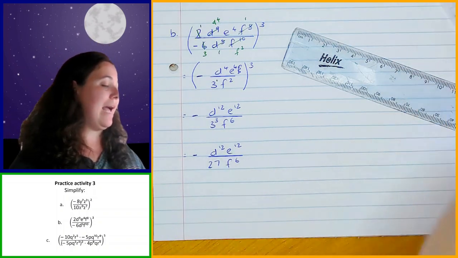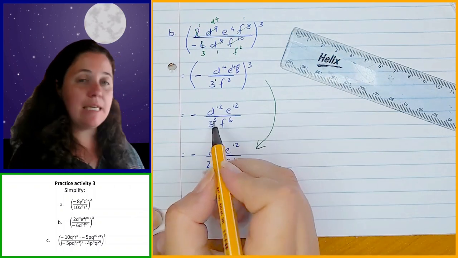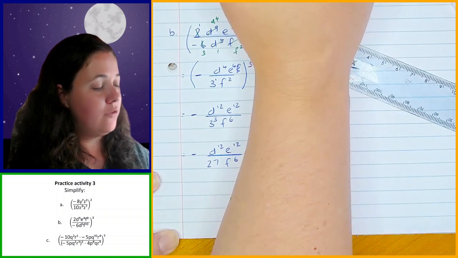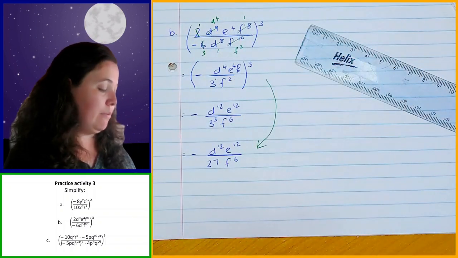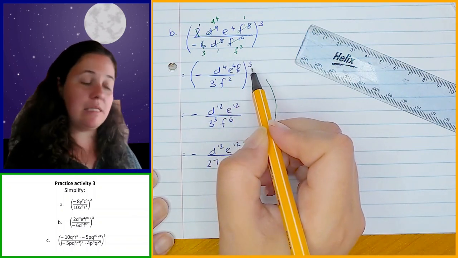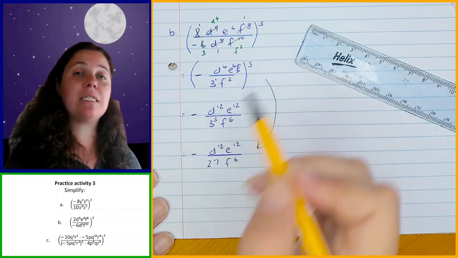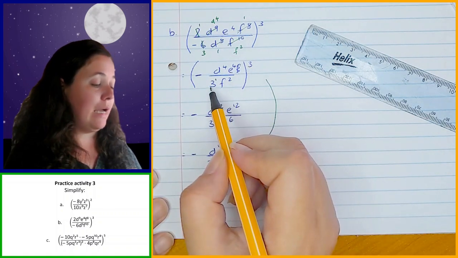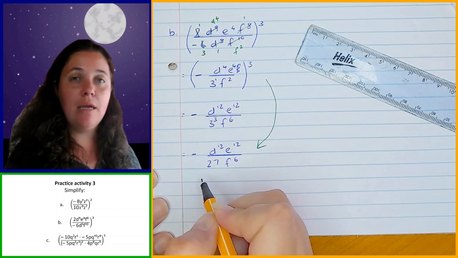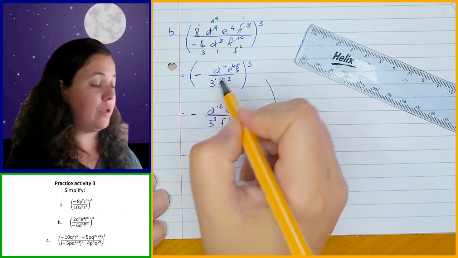Now remember, you can go straight from here to there, skipping out the step where you write 3 to the power of 3. Same thing over here. You could have gone straight from there to there. So long as you remember that you're not multiplying the number by the exponent outside, you're multiplying its exponent by the exponent outside, and then you have to simplify what you end up with. So I can say 3 to the power of 1 cubed is 3 cubed, and then write down 27.